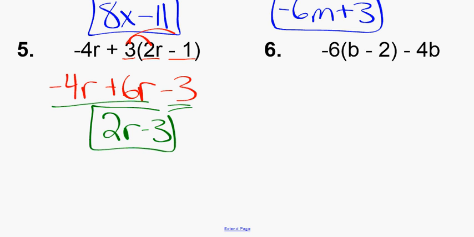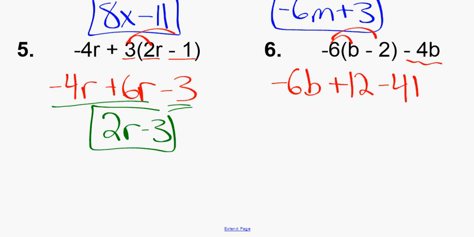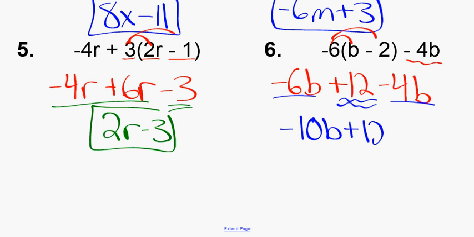And finally here, we are distributing negative 6 times b minus 2. So we get a negative 6b plus 12, and we are subtracting 4b from this. So negative 6b minus 4 more b is a negative 10b, and your positive 12 does not change.